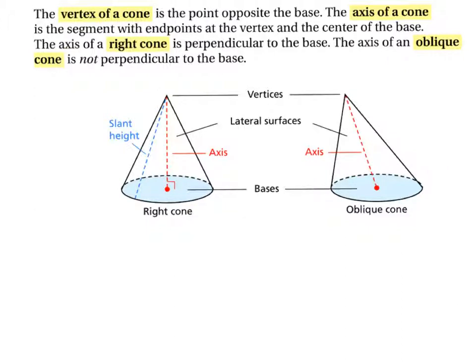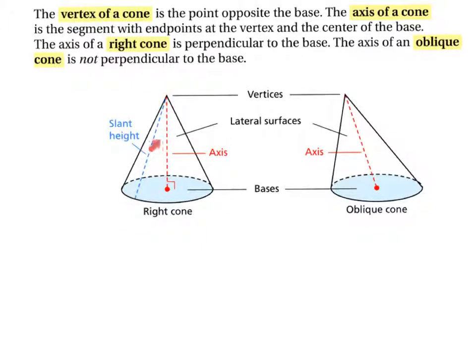Now we're going to talk about cones. It's the same premise. We're either going to have a right cone, where the altitude is going to be the height from the vertex to the center of the circle, and it's perpendicular, or an oblique cone, which is not going to be that. So the vertex of a cone is the point opposite the circular base. The axis of a cone is the segment with endpoints at the vertex and the center of the base. The axis would be the altitude if it's a right cone. If it's not a right cone, then it's an oblique cone. Therefore, the axis is not perpendicular.